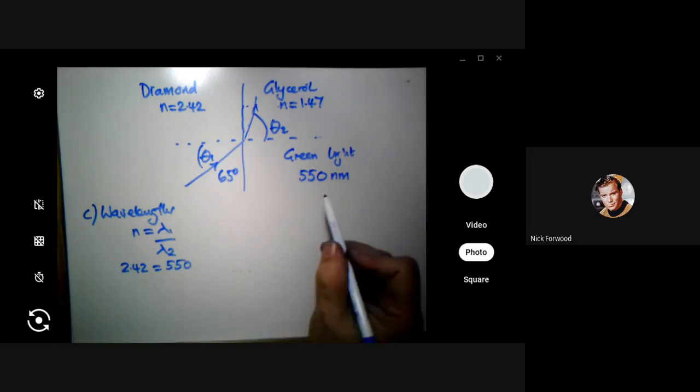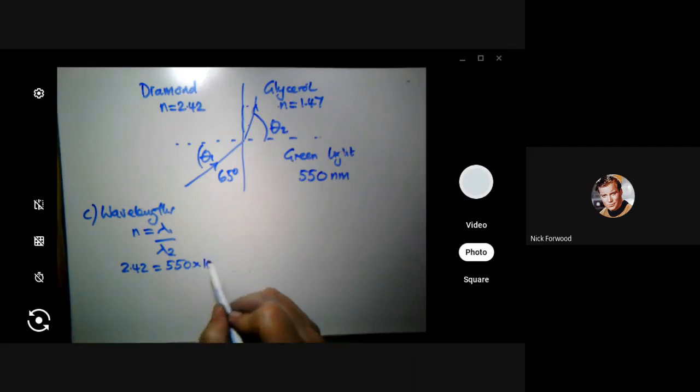I'm going to change this already, 550 times 10 to the negative 9, or 5.5 times 10 to the negative 7, divided by lambda 2. I'm not doing very well. This is like third lesson in a row here, and I'm cracking up. And you're probably sitting there thinking, well, if Mr. Ford can't get it right, what chances have I got?